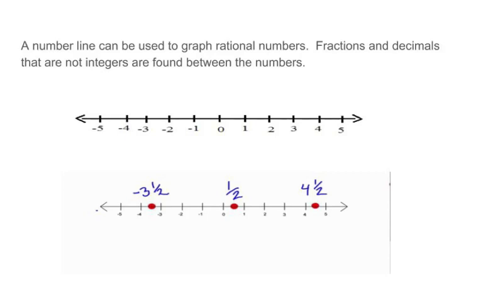A number line can be used to graph rational numbers. Fractions and decimals that are not integers are found between the numbers. The top number line shows us the number line from -5 to 5, and it shows those integers. But wait, the arrows on the end tell us that this number line goes on forever in the negative direction and the positive direction. The second number line shows you some fractions, -3.5, 1/2, and 4.5. These fractions all are found in between the integers on the number line.